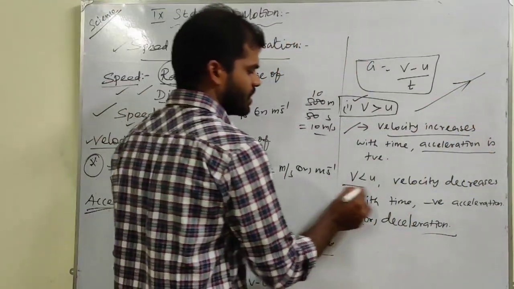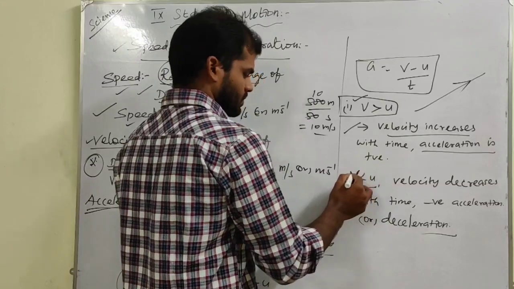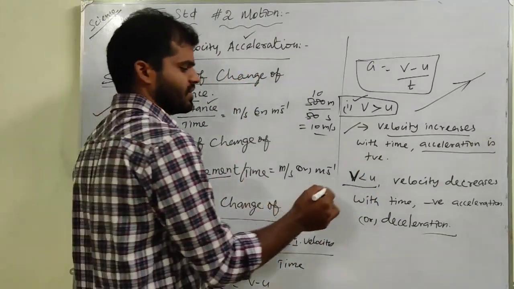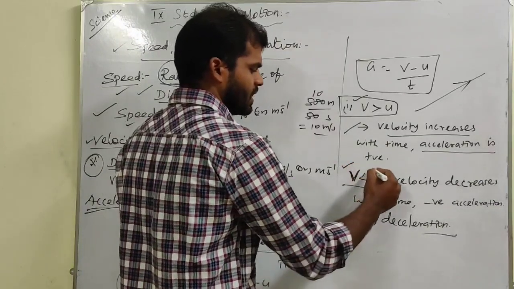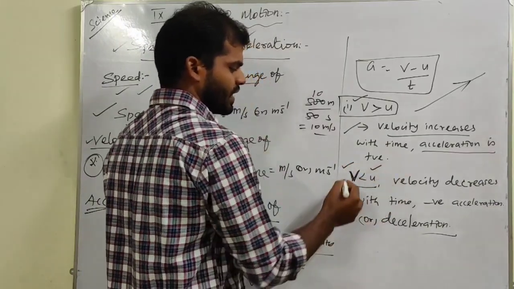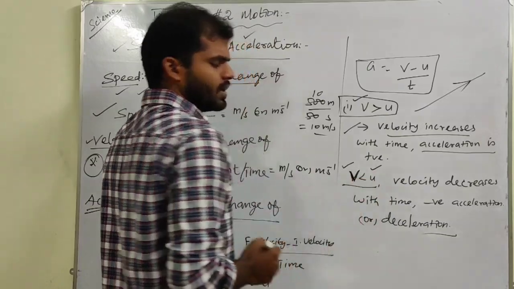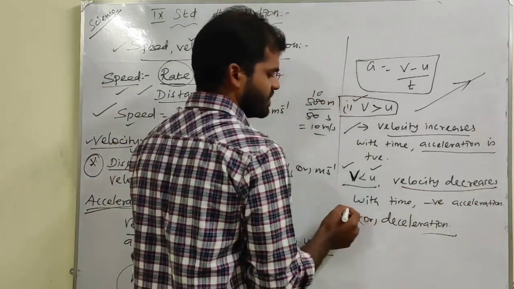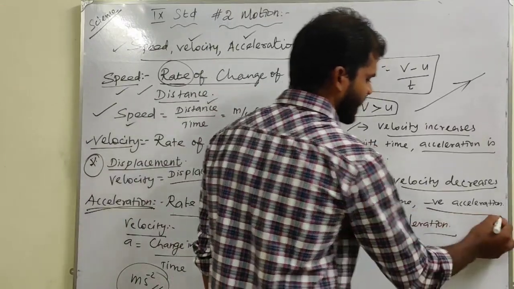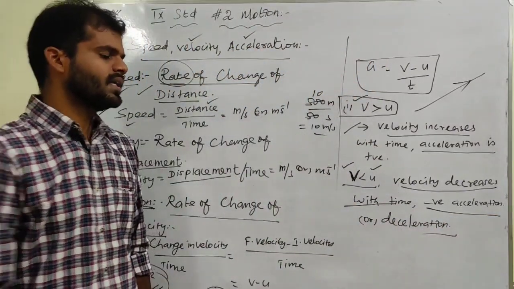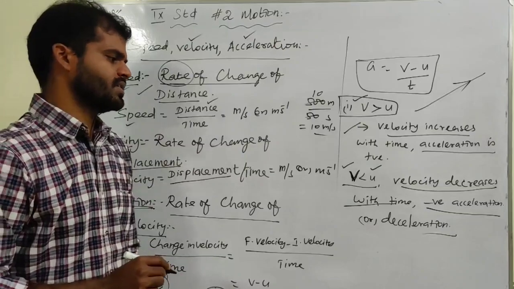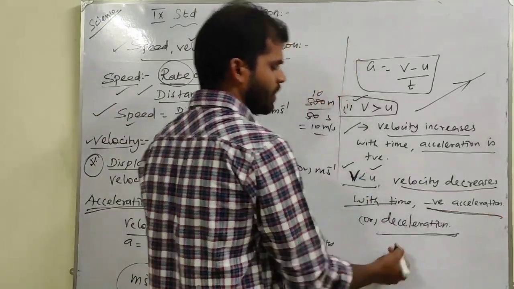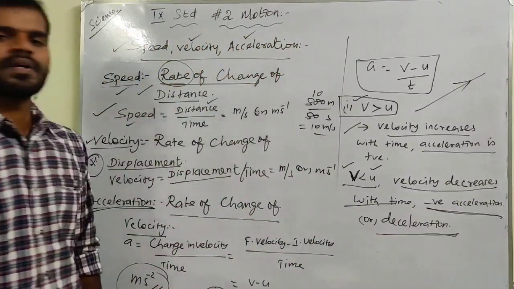So if there is a change, okay, final velocity is less than initial velocity. This is final velocity V, initial velocity U. Final velocity is less than initial velocity. Velocity decreases with time. That is called as negative acceleration or deceleration or retardation, right? So we will call it as deceleration. So negative acceleration, or we can call it as deceleration, right?